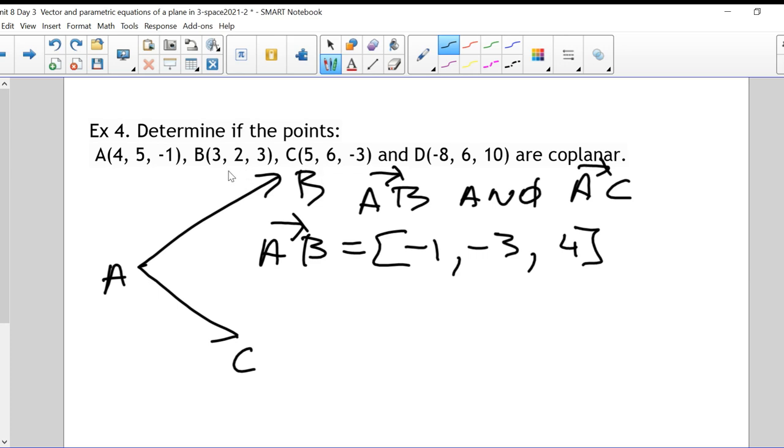All right, so let's try this again. B minus A. So that's 3 minus 4, which is minus 1. 2 minus 5, which is minus 3. And 3 minus minus 1, which is 4. Perfect. All right, and then we have to find the AC vector now. And the AC vector, let's see now. So that's C minus A would be 5 minus 4, which is 1. That's 6 minus 5, which is also 1. And minus 3 minus negative 1, which is minus 2.